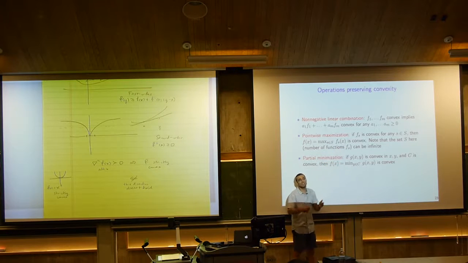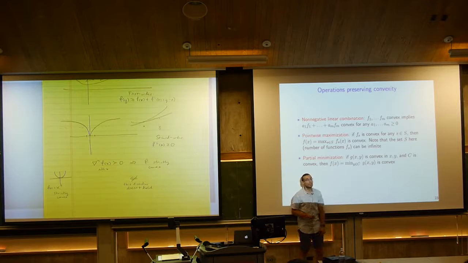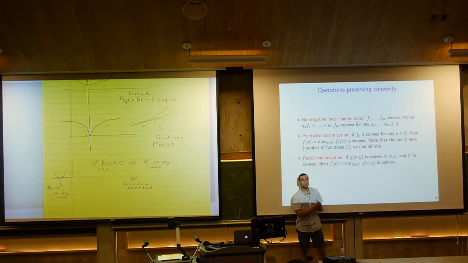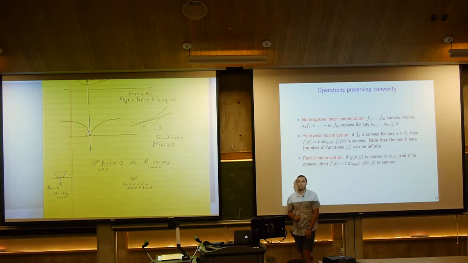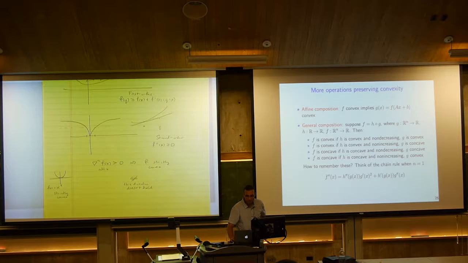So I can always partially maximize a convex function. That's what this is saying: of x and s, I can always maximize out over s and get a convex function. I can only minimize out over some of the variables if the function, first of all, is convex in the whole variable x and y, and second of all, I'm minimizing y over a convex set. So more restrictions are required for partial minimization. And we saw some examples of that.